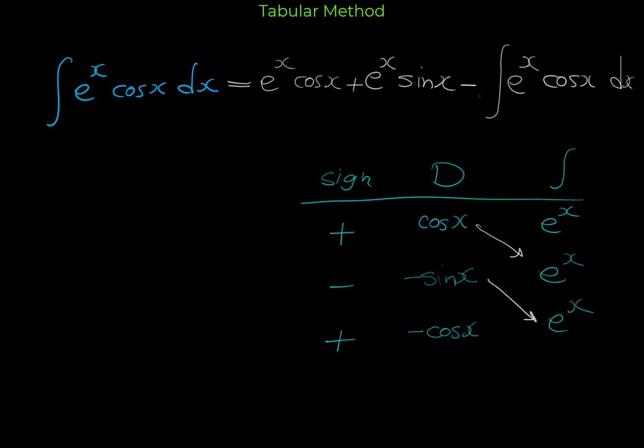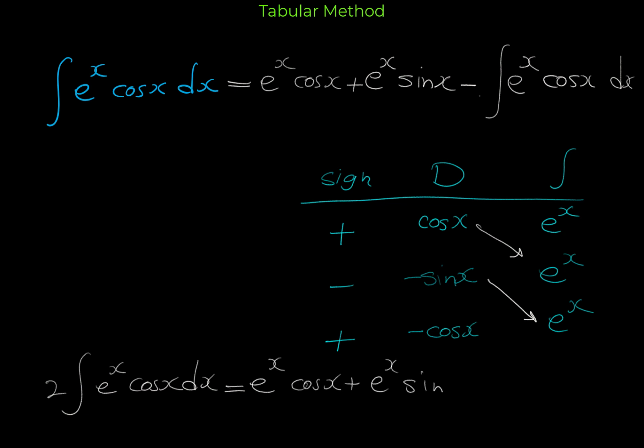So we can rewrite it as 2 integral of e to the x cosine x dx equals e to the x cosine x plus e to the x sine x. We get to this. By dividing both sides of this equation by 2, we can get rid of this 2 here. So if we divide both sides by 2, I have integral of e to the x cosine x dx equals this expression divided by 2. And actually this is the answer of the integral.